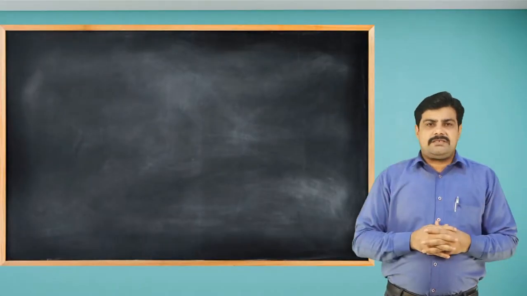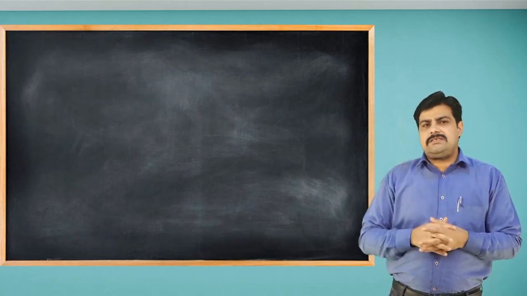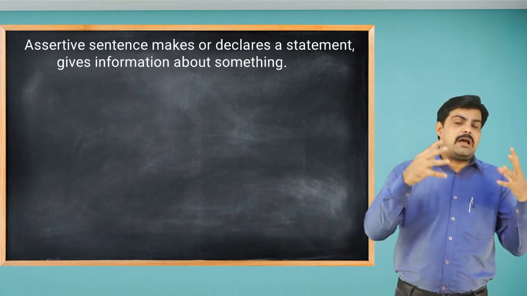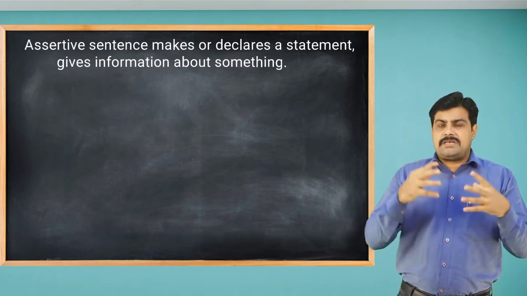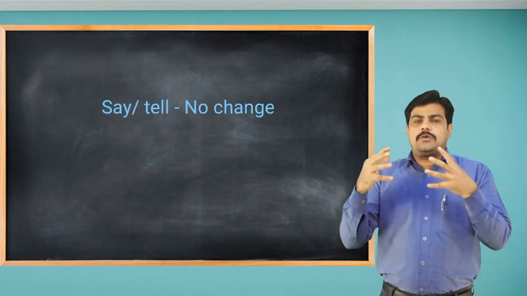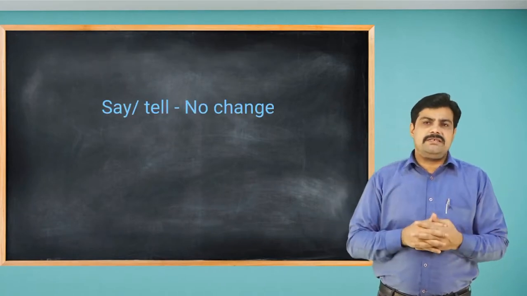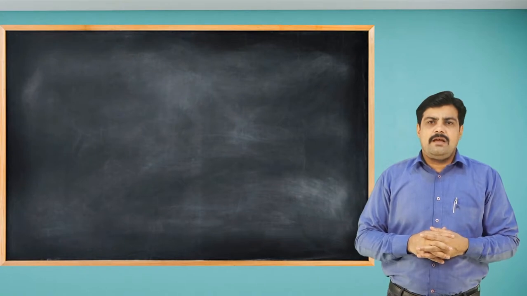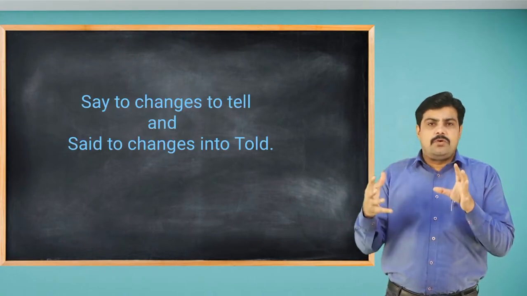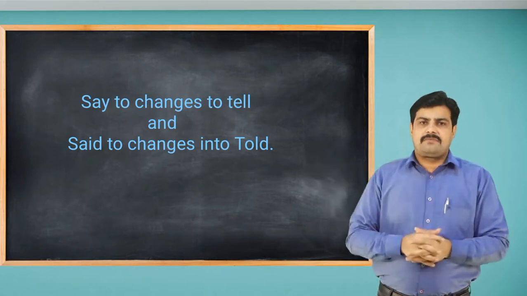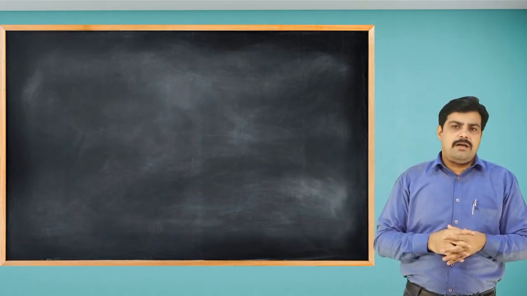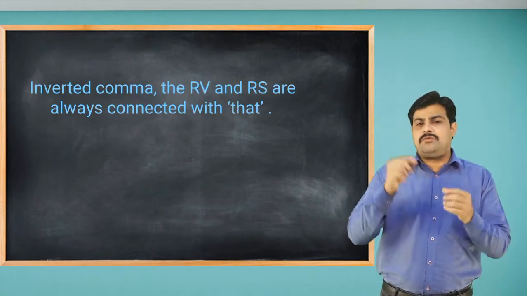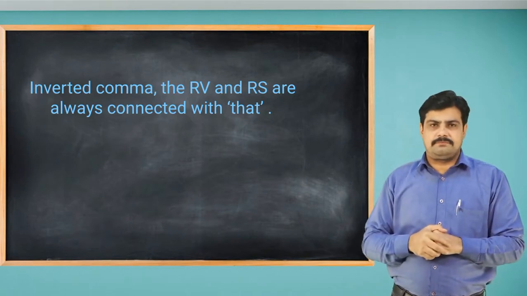Let's see assertive sentences first. Assertive sentences make or declare a statement, give information about something. Say and tell are used as reported verbs in assertive sentences, and they generally remain unchanged in indirect speech, while "say to" or "says to" changes to "tell" or "tells". After omitting the inverted comma, the reported verb and reported speech are always connected with the conjunction "that".